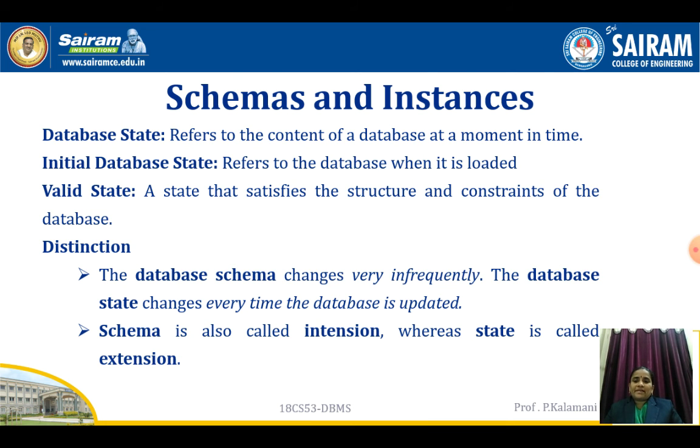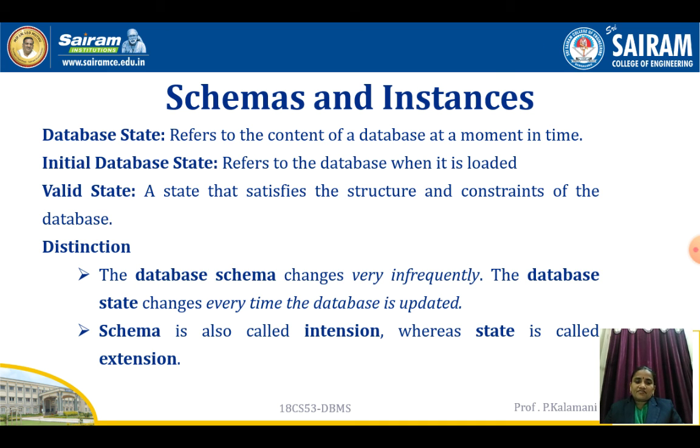Then, database state refers to the content of a database at a particular moment in time. The initial database state, after creating the database, is an empty state. After that we insert the first data, and that is the initial state. Then a valid state means a state that satisfies the structure and constraints of the database. The department should accept only 4 departments. If it accepts a civil department for our college, it is not a valid database. So each time, the database should be in a valid state.